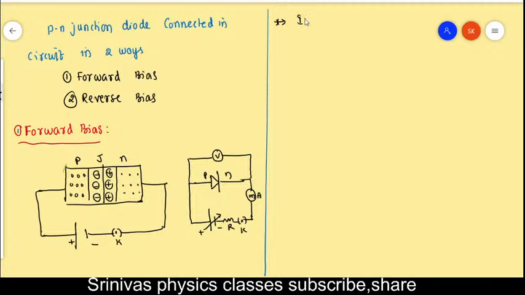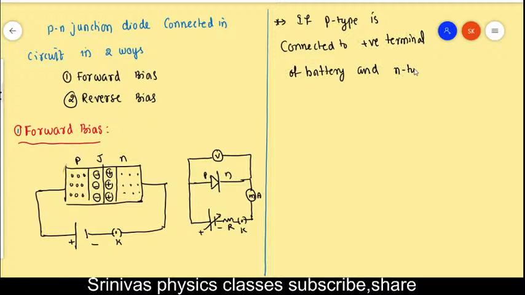Now, when we say that the PN junction diode is in forward bias, the P type semiconductor is connected to the positive terminal, and the N type, this is N type, is connected to the negative terminal of the battery.